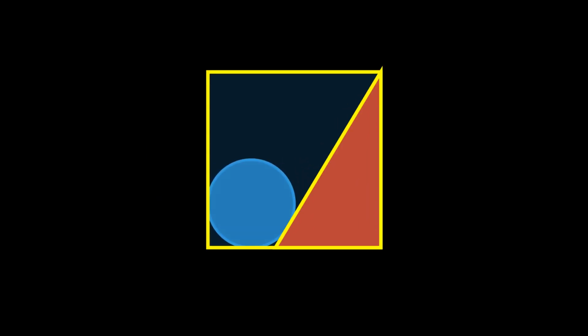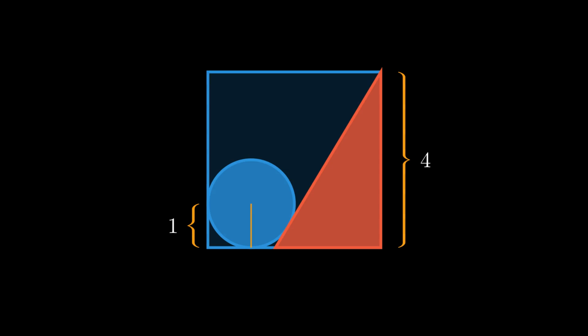We are asked to find the area of the shaded red triangle which is inside a square. The problem provides two key dimensions. The square has a side length of 4, and the circle has a radius of 1.